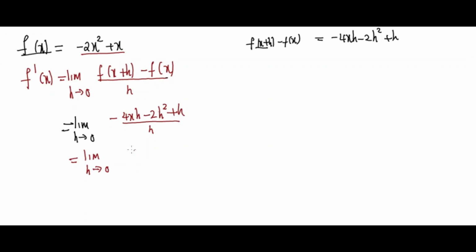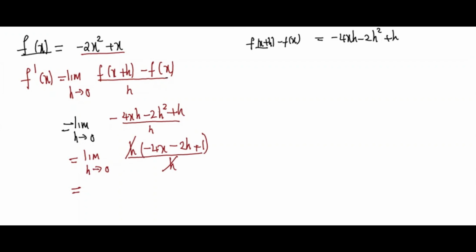Now when we take out the common factor h, minus 4xh divided by h is minus 4x. And minus 2h squared divided by h is minus 2h. Then h divided by h is plus 1, divided by h. So h and h will cancel each other. Remember something that you need to put in mind: when you didn't substitute, you need to put the limit. So now it's time for us to substitute.